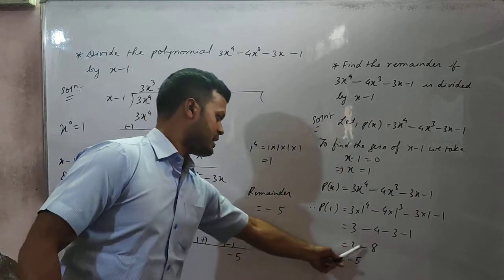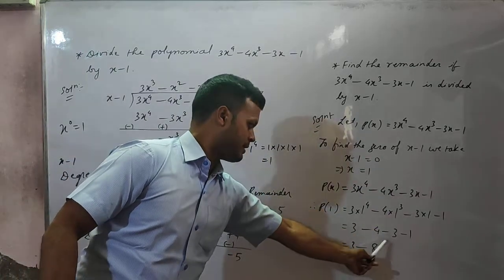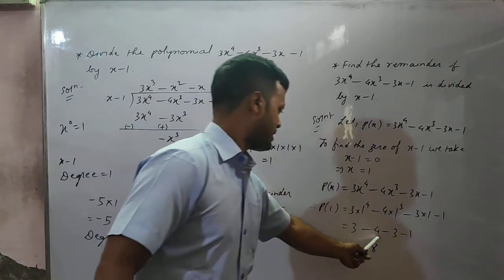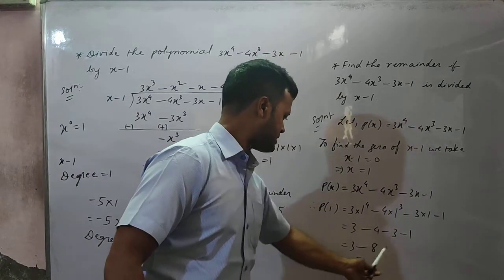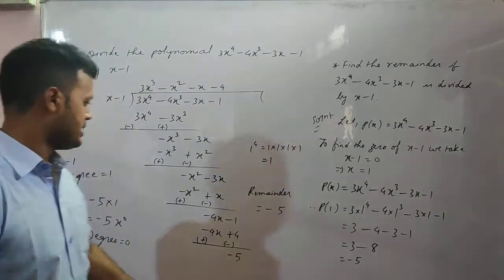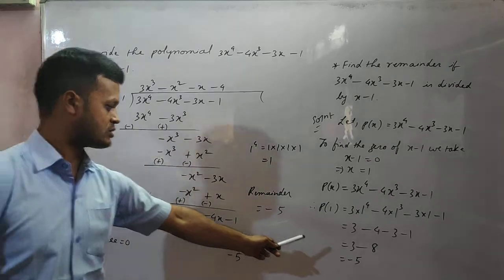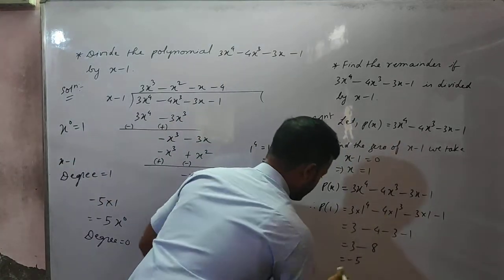Now 3 will remain here, minus 4 minus 3 minus 1. All the minus terms will be added. 4 plus 3, 7 plus 1, 8. So 3 minus 8 is how much? Minus 5. See, here also we got the remainder minus 5. Here also we get the remainder minus 5 only.